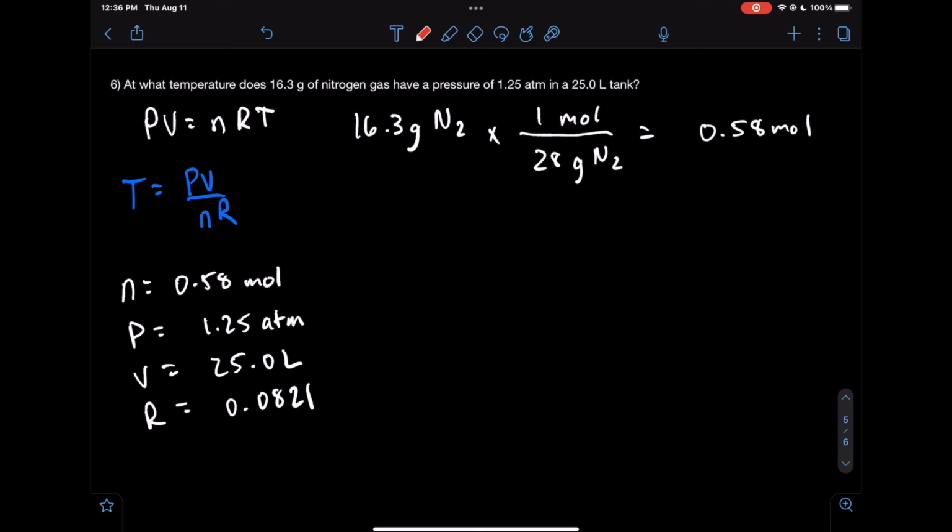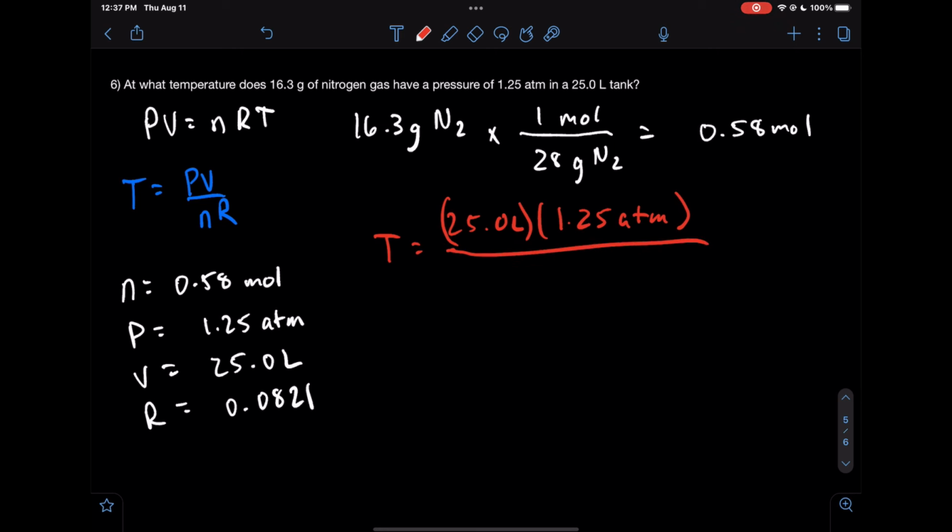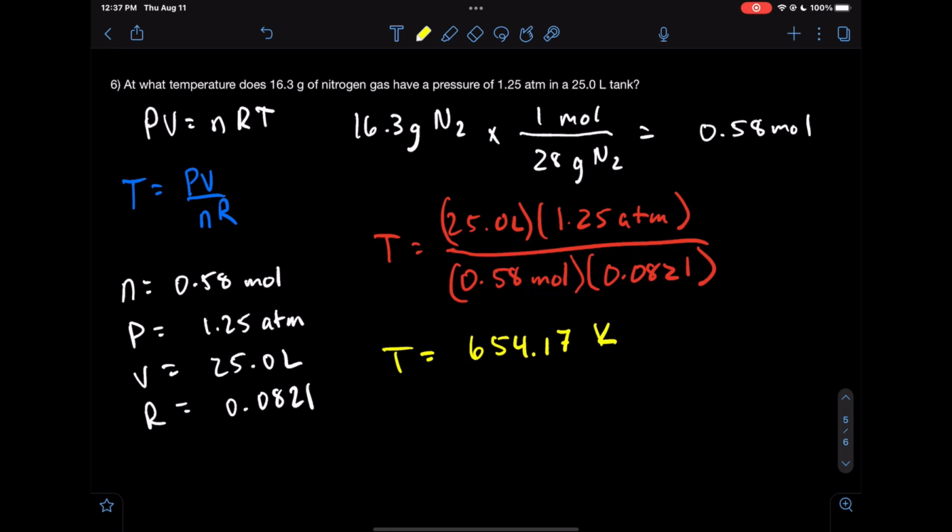So now to solve for T, all we need to do is plug these numbers into the equation. So T will equal 25 liters times 1.25 atm divided by 0.58 moles times R, which is 0.0821. After putting this in your calculator, you'll find that T equals 654.17 Kelvin. Now remember, the temperature in the ideal gas law equation is in Kelvin.